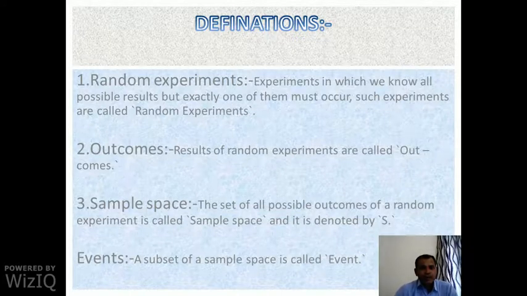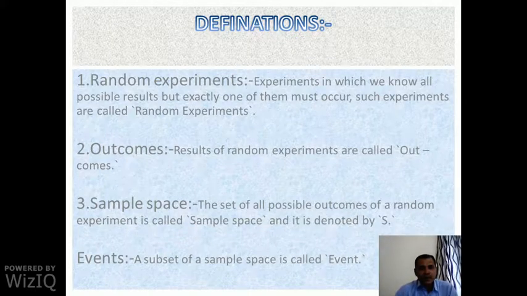Experiments in which we know all possible results, but exactly one of them must occur, are called random experiments. The second definition is about outcomes. Results of random experiments are called outcomes. Third, the sample space. This is similar to the universal set in set theory. The set of all possible outcomes of a random experiment is called a sample space, and it is denoted by capital S.